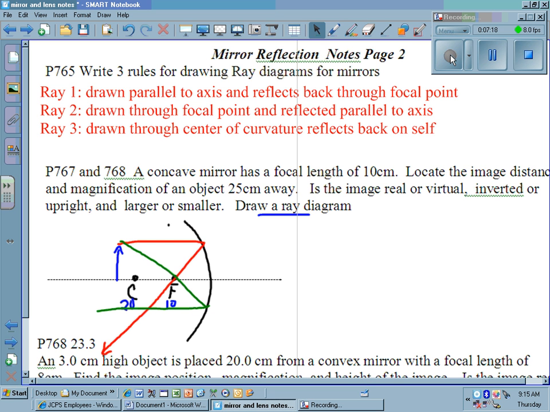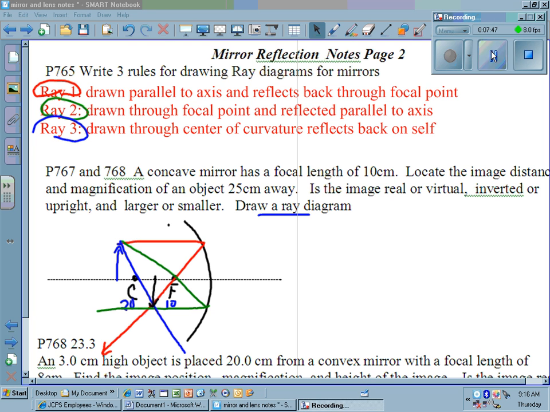So I got ray 1 in red, ray 2 in green, and ray 3 in blue. Okay, so we'll do that. So ray 3 is just going to be drawn straight through the center of curvature like so. And where all of those intersect, what would you see? An upside down arrow. And that's what you just saw when I shined the mirror up on the wall, that upside down candle.